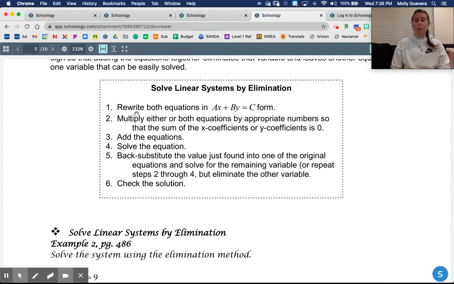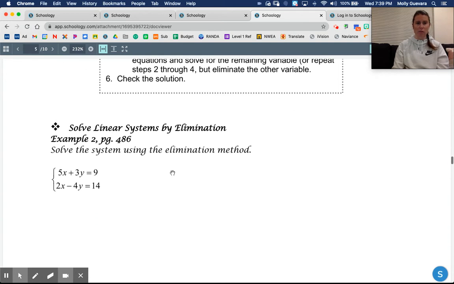When we're using elimination, we need to make sure that both of our equations are in this form, where the x and the y are on the same side of the equal sign and your constant is on the other. You want to stack your x's, stack your y's, stack your constants. You'll have to multiply one, maybe both of the equations by numbers so that you get a coefficient that's positive and negative, so they eliminate. Then you add the equations and solve.